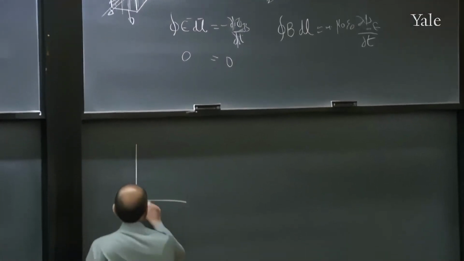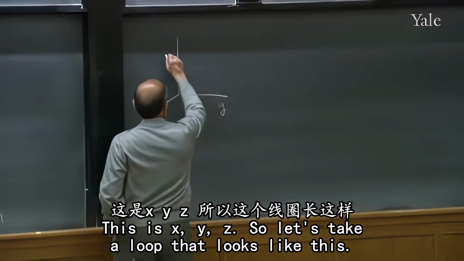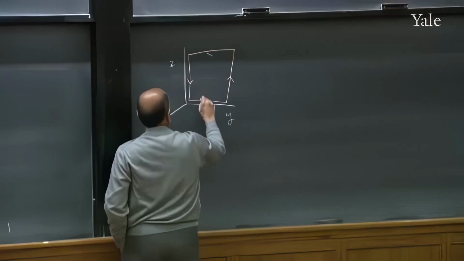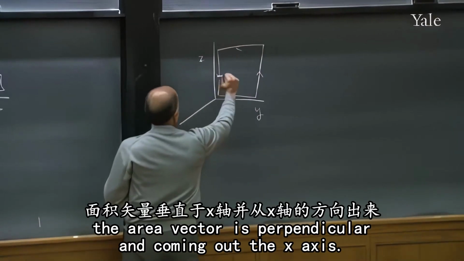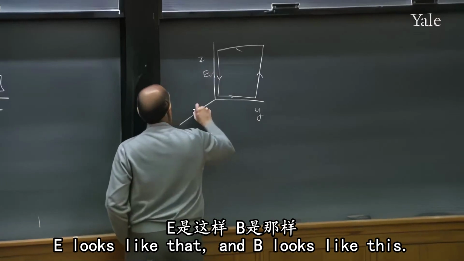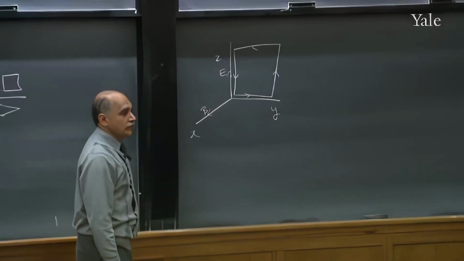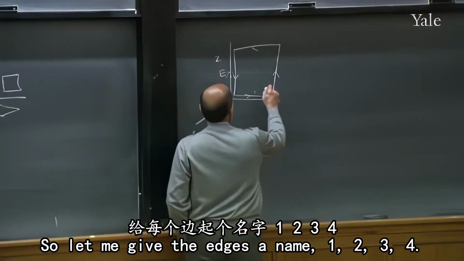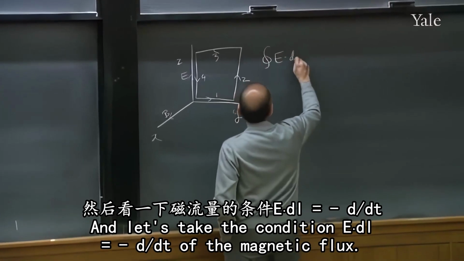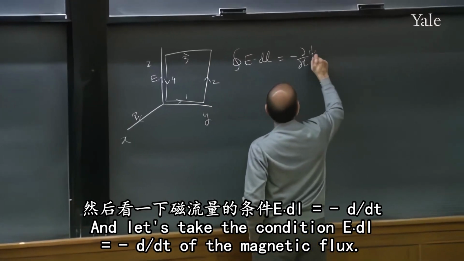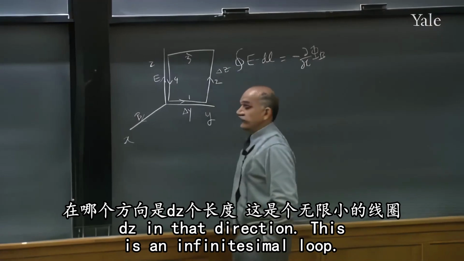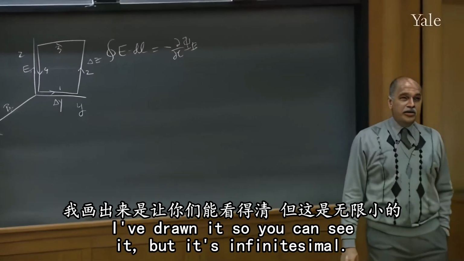So this is x, y, z. Let's take a loop that looks like this. I've chosen it so that with the right-hand rule, the area vector is perpendicular and coming out along the x-axis. I remind you once again, E looks like that, and B looks like this. So let me give the edges names, 1, 2, 3, 4. And let's take the condition E dot dl is equal to minus d by dt of the magnetic flux. Now, this loop has dimension dy in this direction, dz in that direction. This is an infinitesimal loop. I've drawn it so you can see it, but it's infinitesimal.